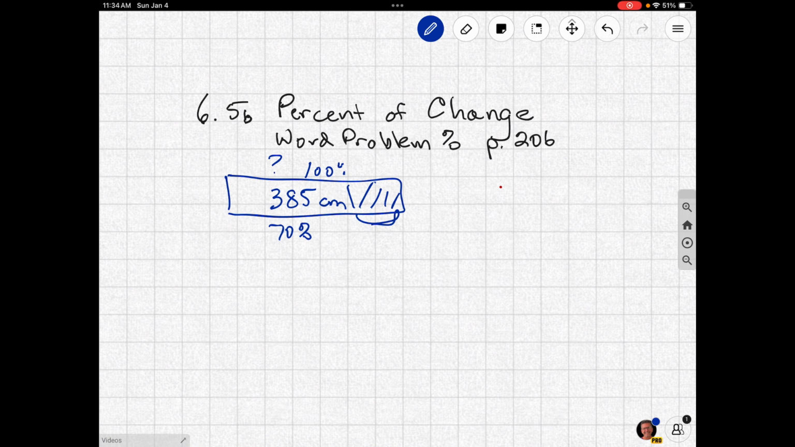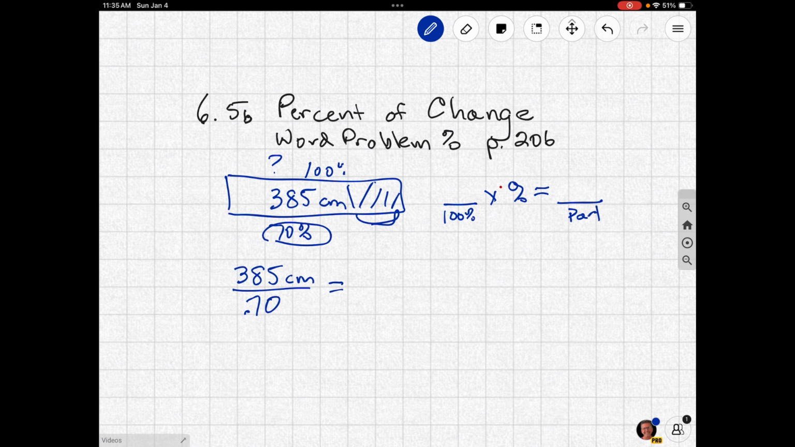So how do we find this original amount? Well, the original amount would be 70%, as I pointed out here. All we have to do is say 385 centimeters divided by that 70%, or 0.7, is going to give us the 100%, right? And if I could take you back to this idea that you take an amount, you multiply it by a percent, and then you get another amount. This is the whole thing. This is the 100%. Multiplying it by a percent gives you a part of it.